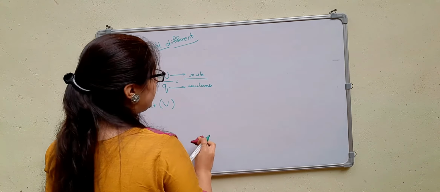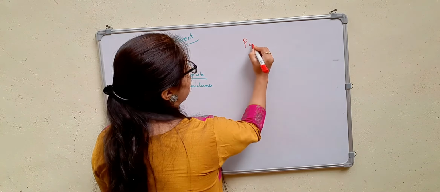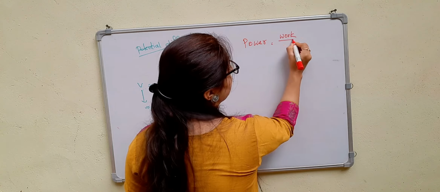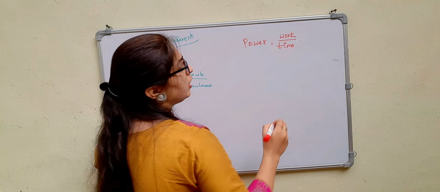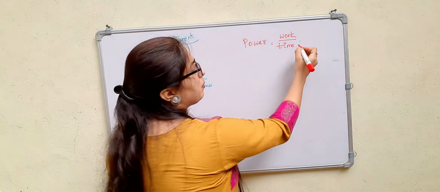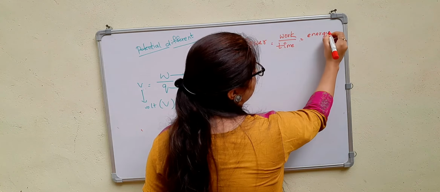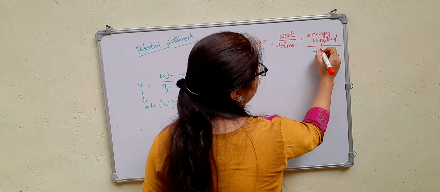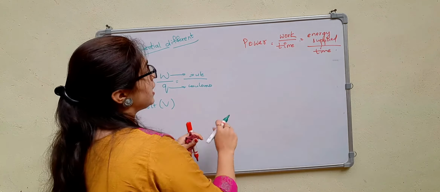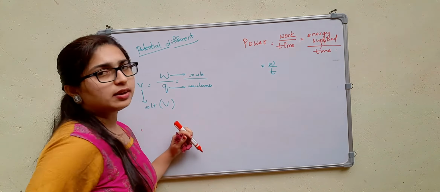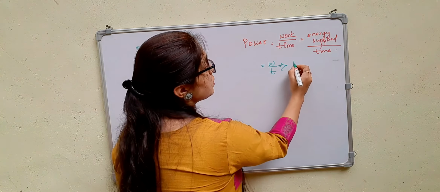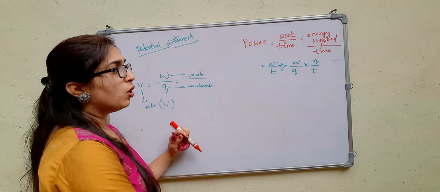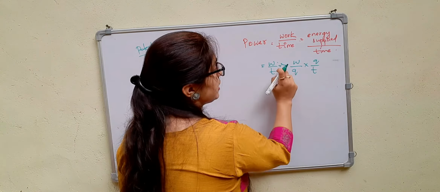What is this power? It is a rate of doing work, right? Power is nothing but rate of doing work. So it is nothing but work divided by time. Or it can also be said as energy supplied by the source per unit time. So let me consider this as energy supplied divided by time. So this can be written as W by T, right? So W by T can also be written as W by Q into Q by T. That is multiplying and dividing by Q on both sides.